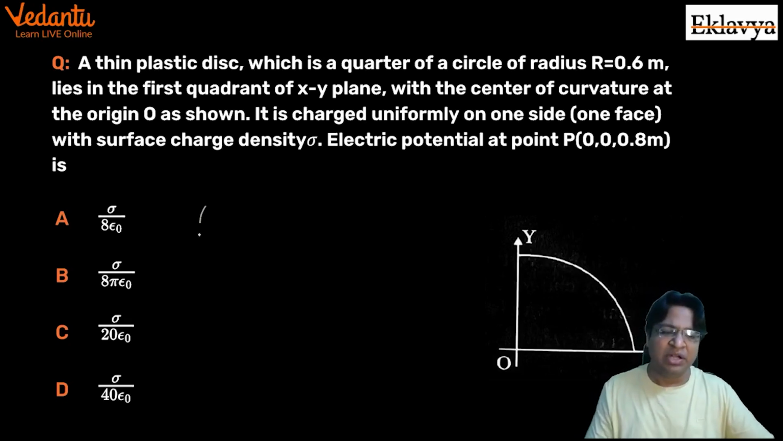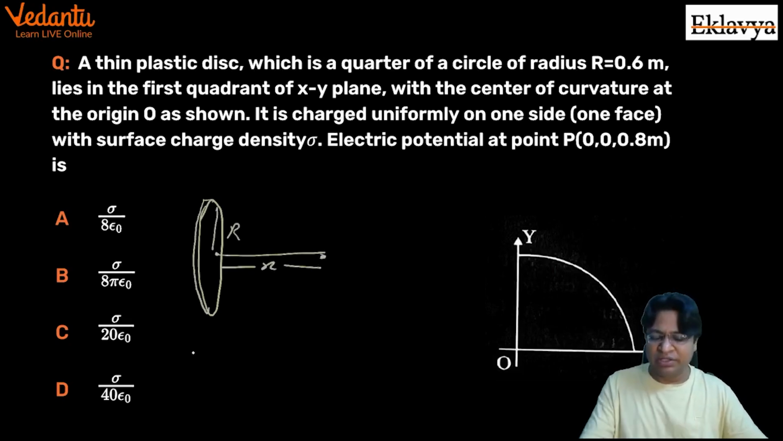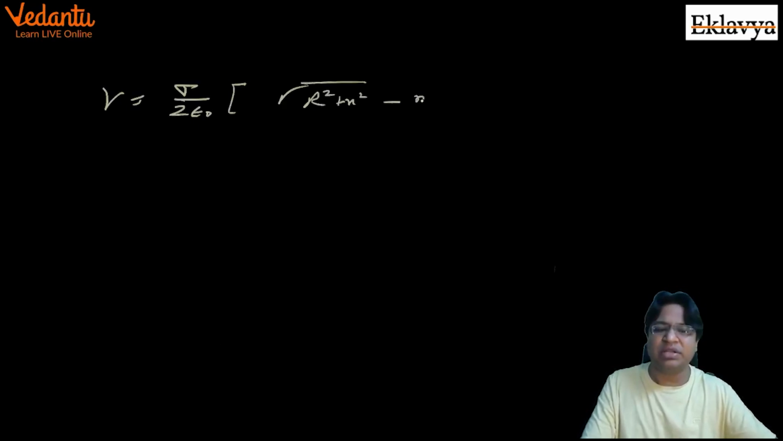So guys, again, if you are aware of the result of potential at an axial point of a uniformly charged disk of radius r, then you can do this question very easily. The formula is sigma by 2 epsilon naught times (root of r square plus x square minus x). So that is the formula. Now this is the formula for the complete disk.